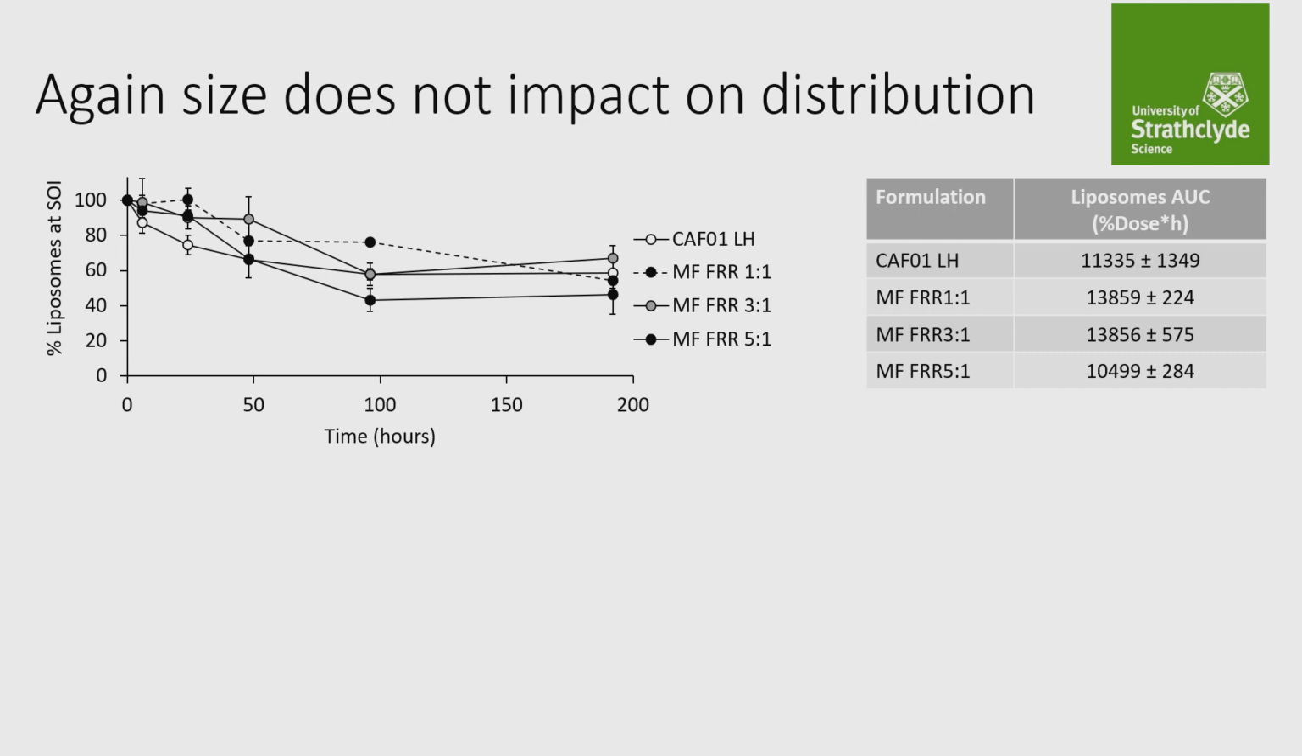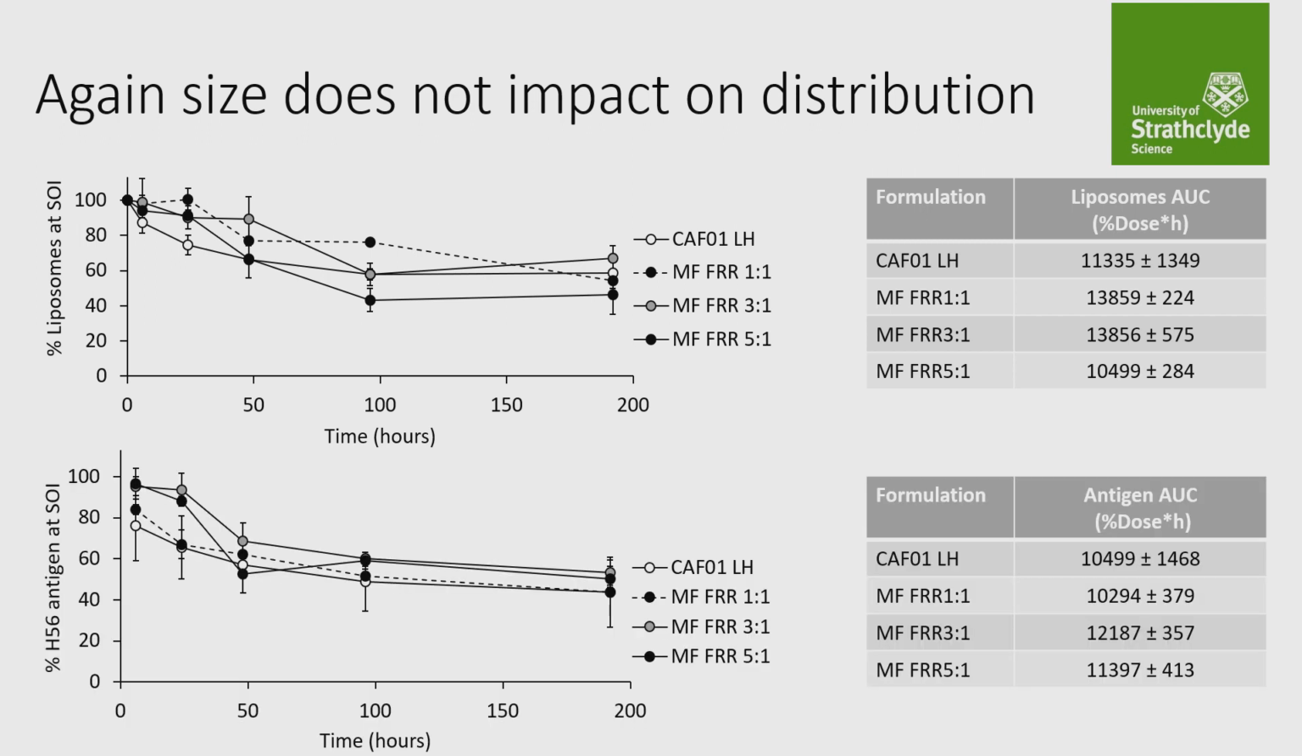You can see that. So this is the liposomes moving away from the injection site, and what we've actually also included is the area under the curve. So you can see they're all around 11,000 to 13,000% dose per hour. And there's no significant difference in how these formulations act at the injection site. So the liposomes are all sitting there. It doesn't matter what size they are with this formulation. They all hold their antigen at the injection site similarly again.